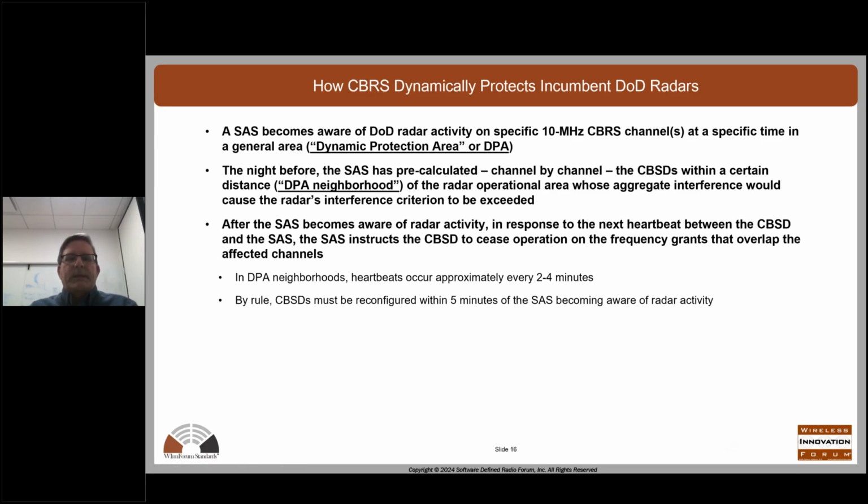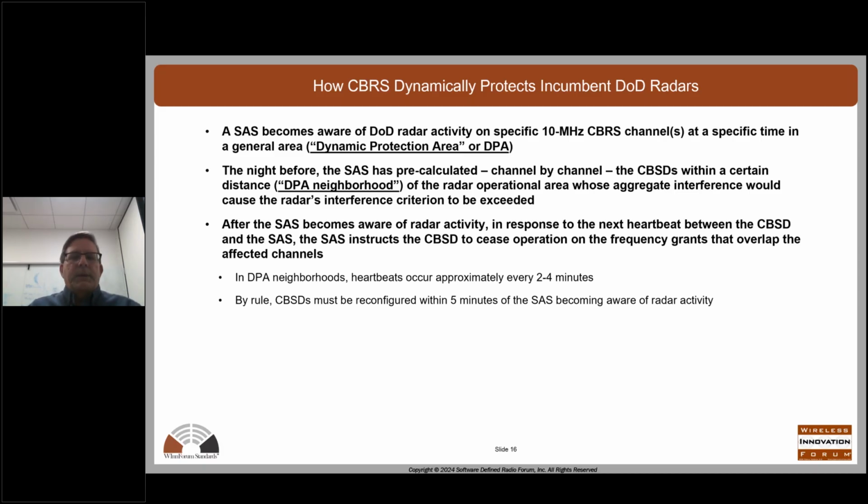Okay, so how do we dynamically protect incumbent DoD radars in CBRS? Because some of these concepts may translate over to lower 3, and this is what Amit is going to talk about in the next section coming up shortly. The government has basically broken up the coastline of the contiguous U.S. There's roughly 50 blocks of areas around the contiguous coastline, each of those called a dynamic protection area. They're roughly 100 or 200 by 100 or 200 kilometers in size. And those are areas where the DoD may be operating its shipborne radar.